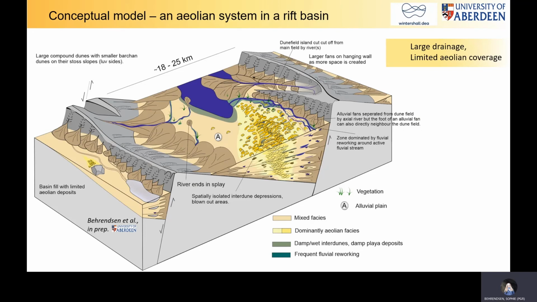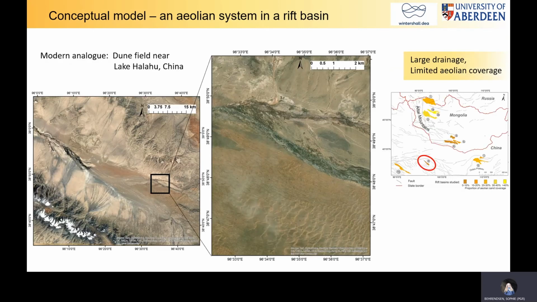So our next conceptual model is a model for large drainage and limited aeolian coverage. You have a large lake here in the middle of the basin, and an axial fluvial system. Parts of our dune field can be separated from the rest of the dune field by some rivers. We can have some vegetated and stabilized dunes here, and damp interdunes even in the dune field center. So an example for this would be the dune field near Lake Halahu in China. Here you can see the big river system, and here are some isolated dunes and sand sheets.